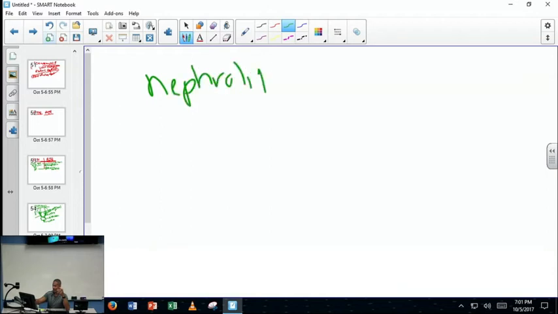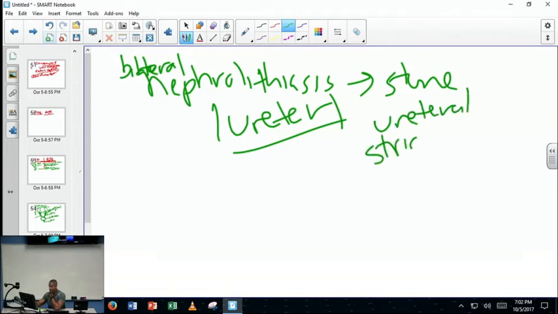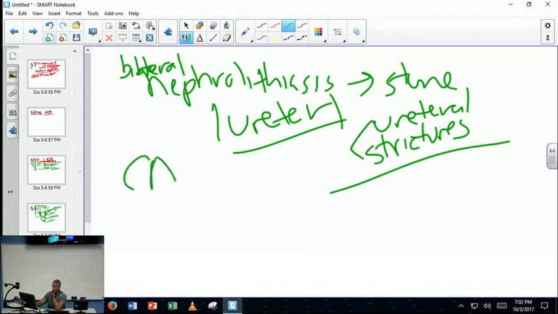Nephrolithiasis, right? A stone gets caught in your ureter. It has to be bilateral, though, because if it's only unilateral, you still have one kidney doing its job. So bilateral nephrolithiasis. Can you have ureteral strictures? Yes, of course you can, especially if you had previous surgery there. Can you have cancer of the ureter? Yes, you can. Epithelial cell cancer. So we're talking about cancer.